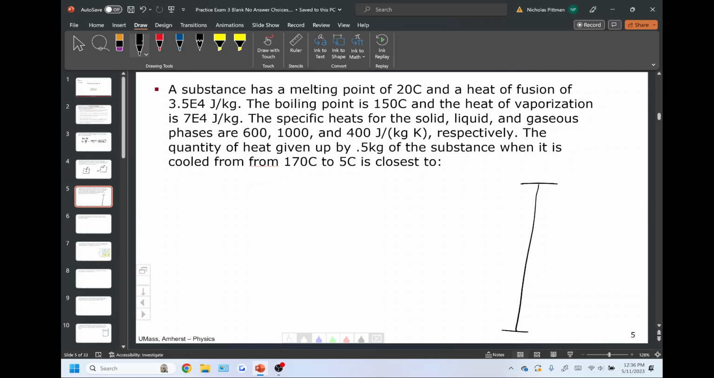Okay, so the boiling point is 150. Melting point is 20 Celsius. Okay, I start up at 170. I'm not going to write T initial. I'm going to write with a real subscript like T original, and T end is all the way down at 5. T end. And sorry, this is the melting point, not the boiling point down here.